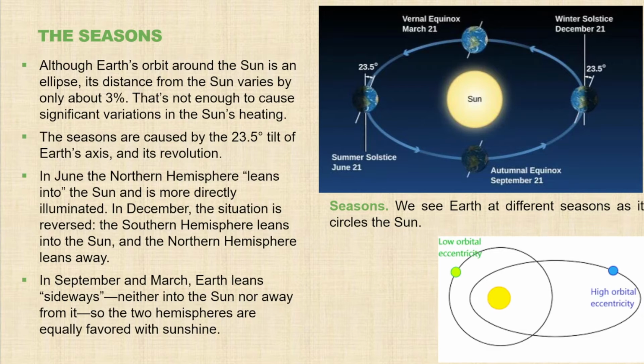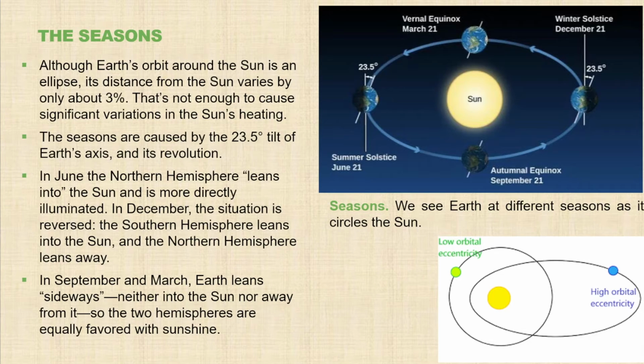Next, let's look at seasons now. We have discussed this in general before. Let's try to be a little more specific. What causes seasons? What does not cause seasons in our solar system is the orbit of the planet around the sun, or the shape of the orbit, which is the eccentricity of the orbit.